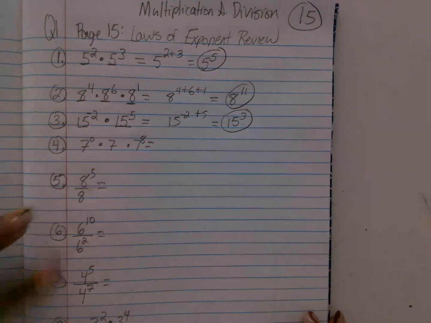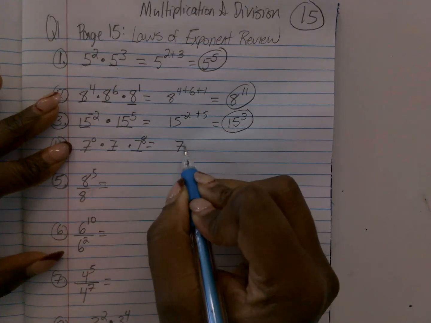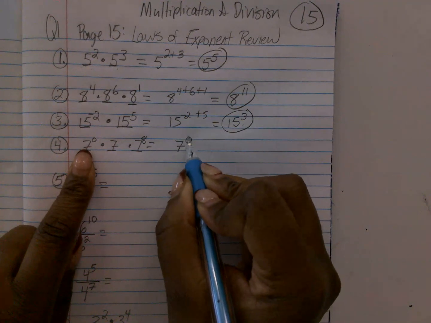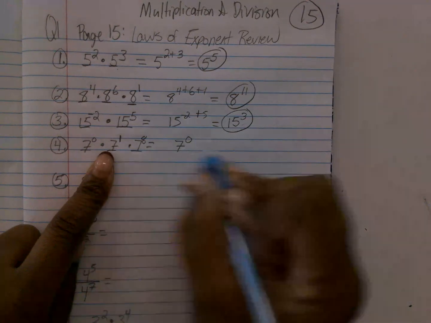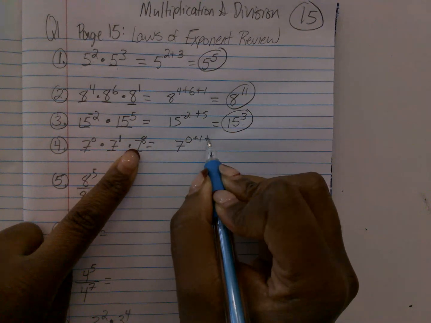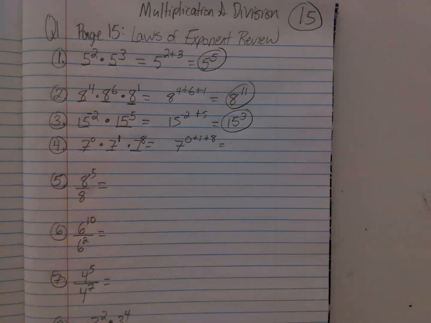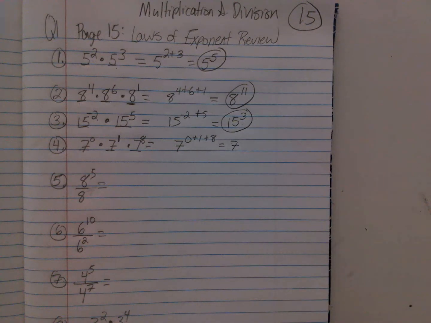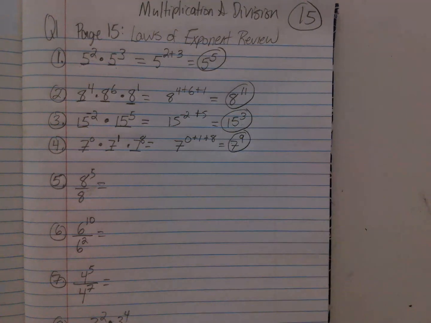Okay. Number 4, again, the bases are the same. The base is 7. This is saying 7 is not being multiplied at all, this is saying 7 is being multiplied once. There's no exponent, so it's automatically 1. And here, 7 is being multiplied 8 times. My apologies. Because we're adding the exponents, we're going to say 0 plus 1 plus 8. What does that give me? 9. So it's 7 to the 9th power.